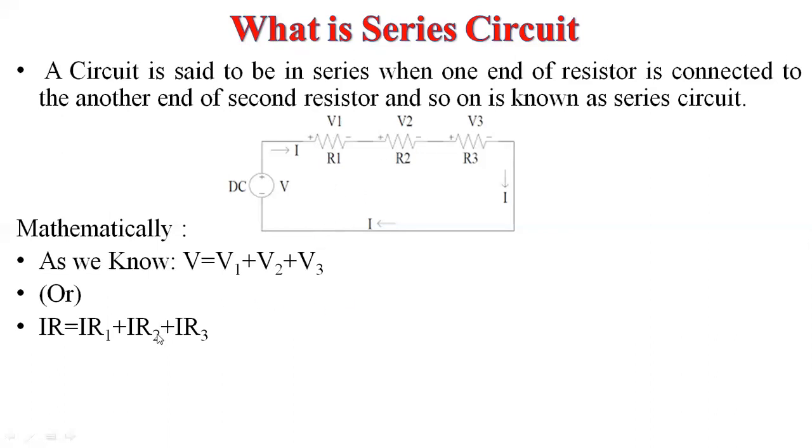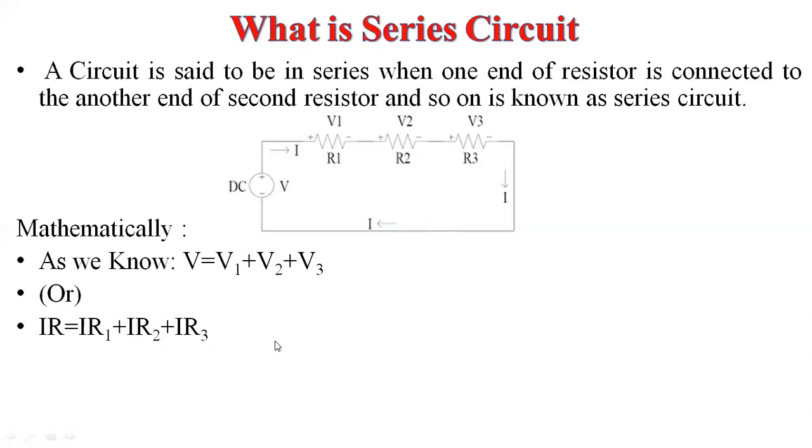V2 is equal to IR2. So IR2 is the voltage drop across resistance R2, and similarly V3 is equal to I into R3. I into R3 is the voltage drop across resistance R3. Here IR1, IR2 and IR3 indicate that current remains the same, because in series connection current is the same, so that's why we write IR1, IR2 and IR3.